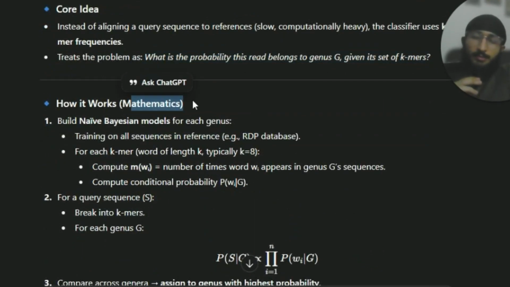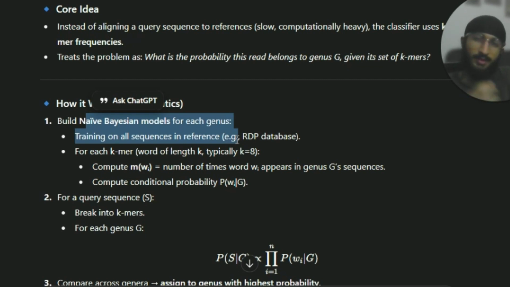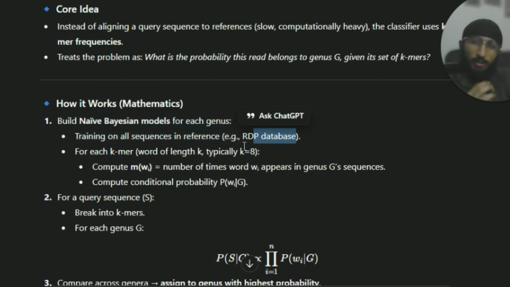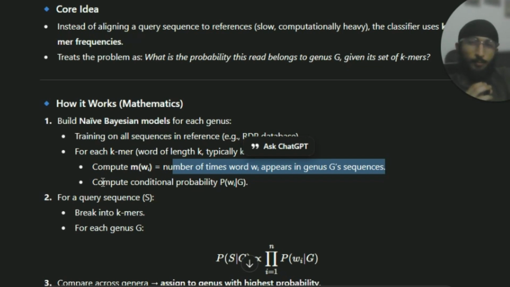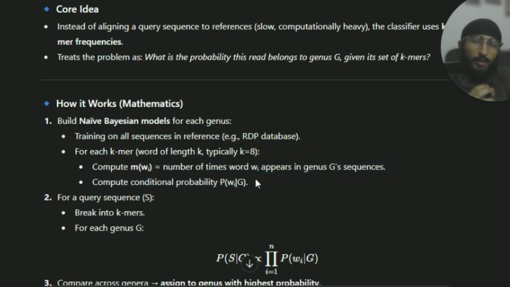How it works in mathematics. So build the naive Bayesian models for each genus, training on all sequences in the reference, for example, the RDP database. For each k-mer, a word of length k, typically k is equal to 8, compute m of wi, which is the number of times the word wi appears in genus G's sequences. Compute the conditional probability p of wi given G.